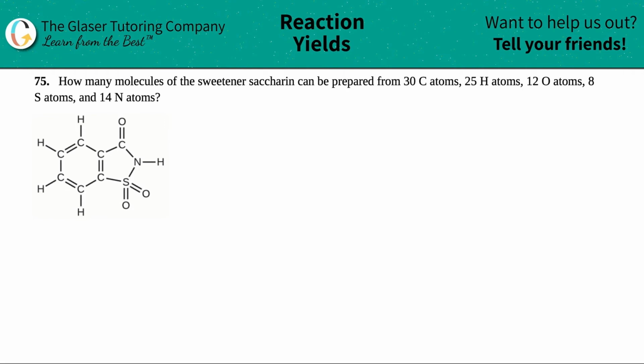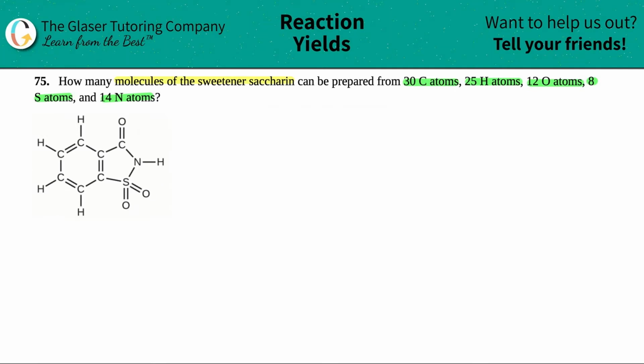Number 75. How many molecules of the sweetener saccharin can be prepared from 30 carbon atoms, 25 hydrogen atoms, 12 oxygen atoms, 8 sulfur atoms, and 14 nitrogen atoms? Okay, and here is what saccharin looks like.